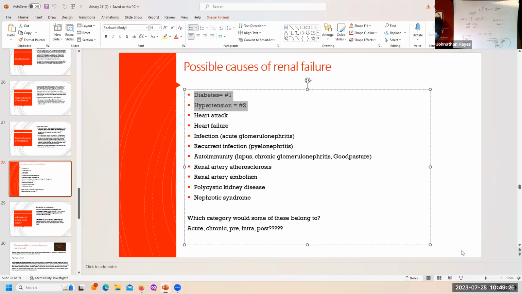Kidney failure is way up there for reasons people die, but it's not necessarily always put on the death certificate as the cause of death. But if somebody has diabetes and they die because of the diabetes, chances are they died because of the renal failure associated with diabetes. Right? The most common cause of renal failure is diabetes, and we'll categorize in a minute which type of renal failure that is. The second most common cause is hypertension, chronic hypertension.